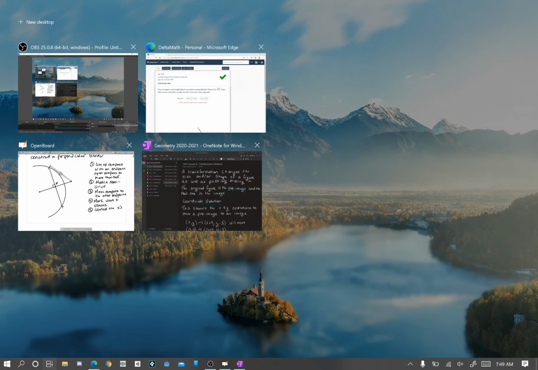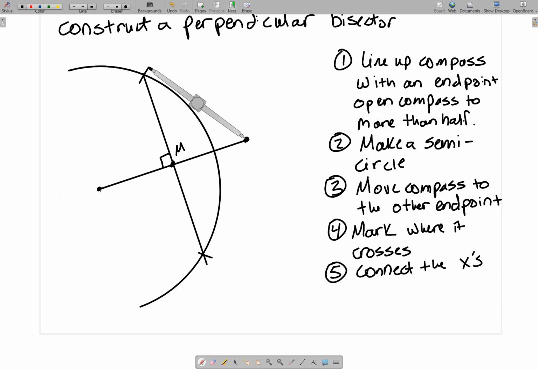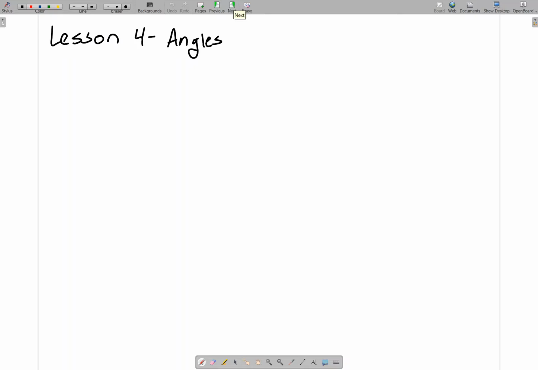All right, starting out with the infinite desktop again. We're going to move on to angles here. So lesson 4 is all about angles.